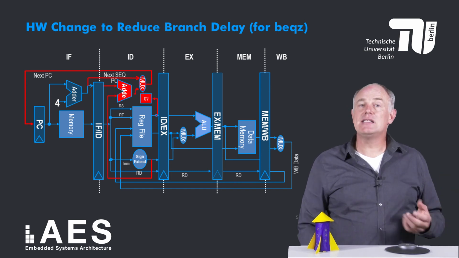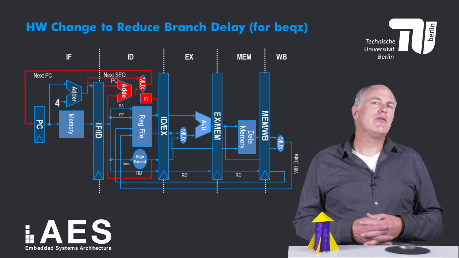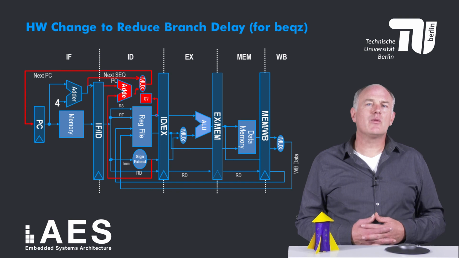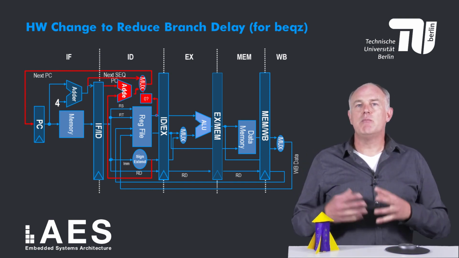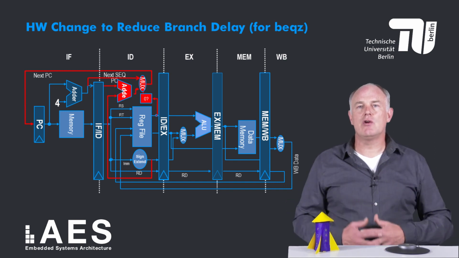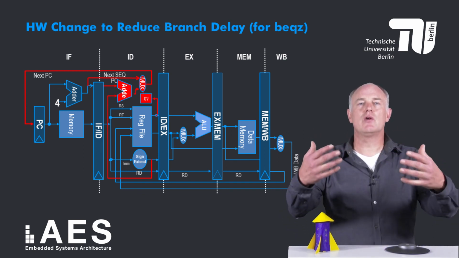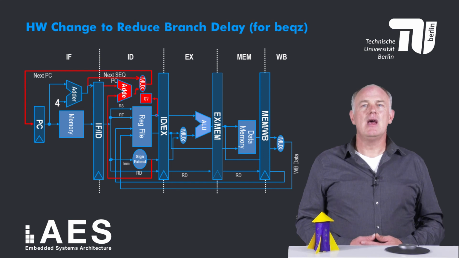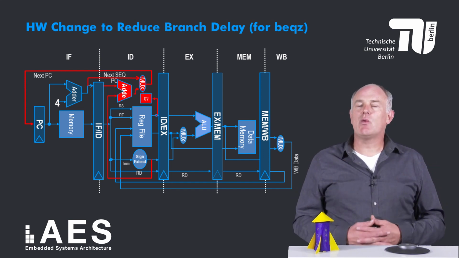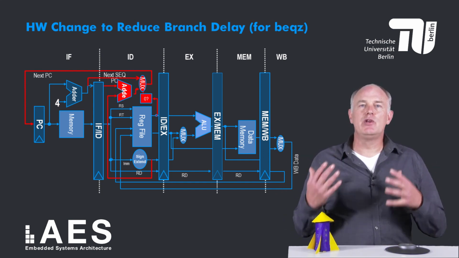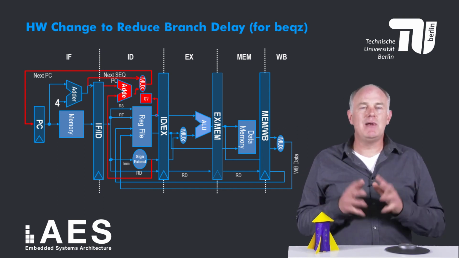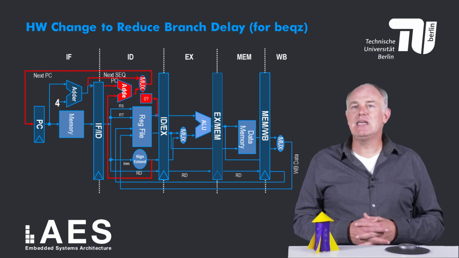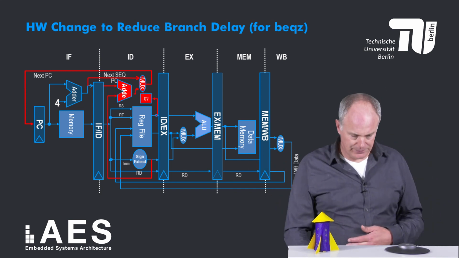There are 2 flies in the ointment, however. First, additional forwarding hardware is required because the source operands of a branch comparison may be produced by the instruction currently in the mem stage or the instruction currently in the write-back stage. Second, a stall is required if the source operand is produced by the instruction currently in the execute stage. For simplicity, I have omitted these details in this figure.